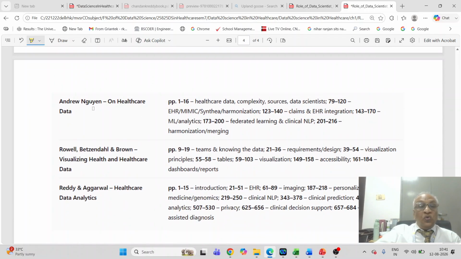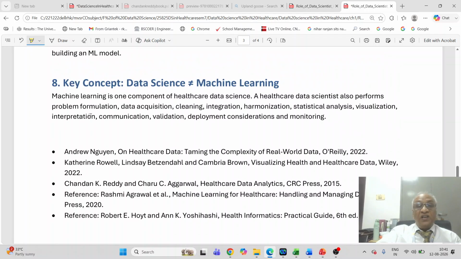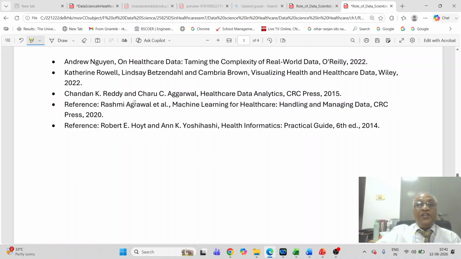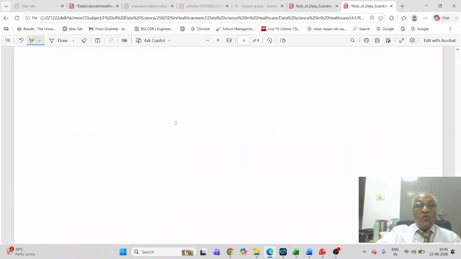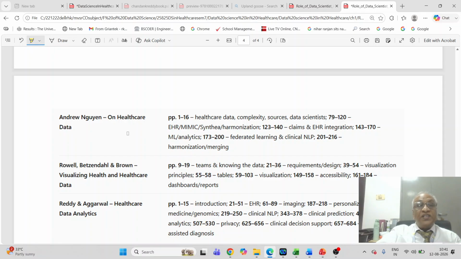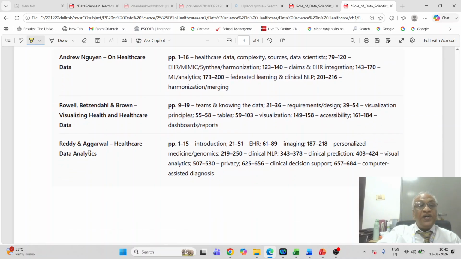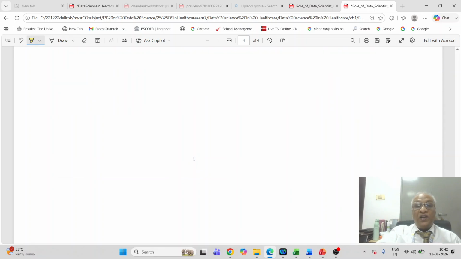So coming to the books from where this data is derived: Andrew Nguyen's Taming the Complexity of Real World Data, Catherine Rovel's book, Visualizing Health and Healthcare Data, Chandan K. Reddy's book on Healthcare Data Analytics. So I have some statistics here. Say for example, you can refer page number 1 to 16 of Nguyen, then Brown's book, page number 9 to 19, Reddy and Agarwal's book, page number 1 to 15, like that.